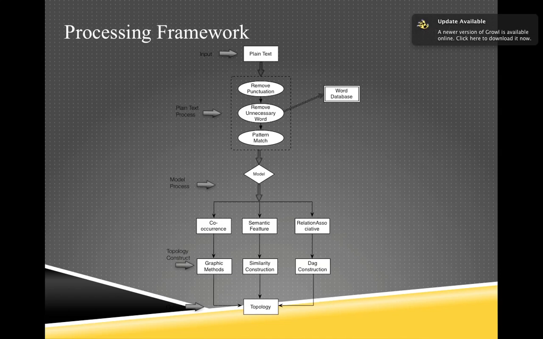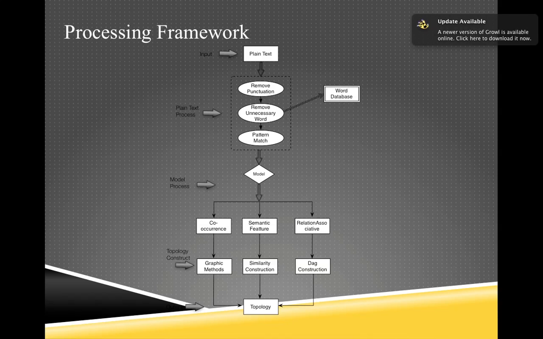Now I have already introduced the 3 models with their topology construction methods. Now I go through the processing framework. In this project, I implement one software to analyze the plaintext and then get the topology. The whole processing framework is in this figure. You can see that there are 3 major parts: one is plaintext processing, the second is the process, and the third is topology construction. The input is the plaintext and the output is the topology.